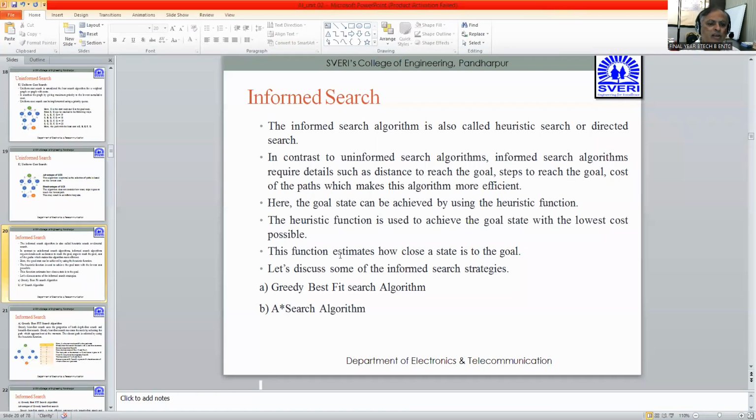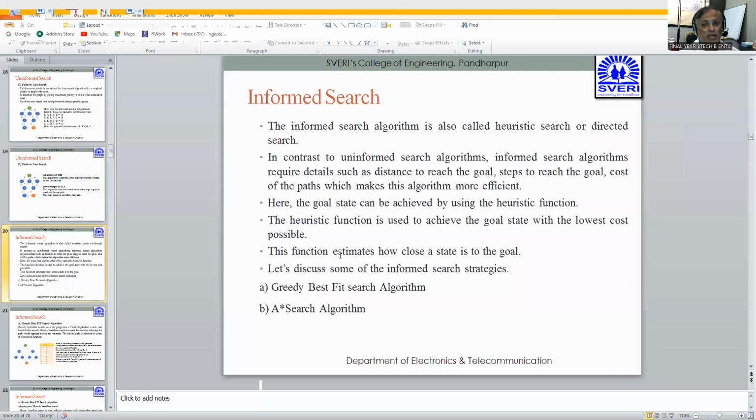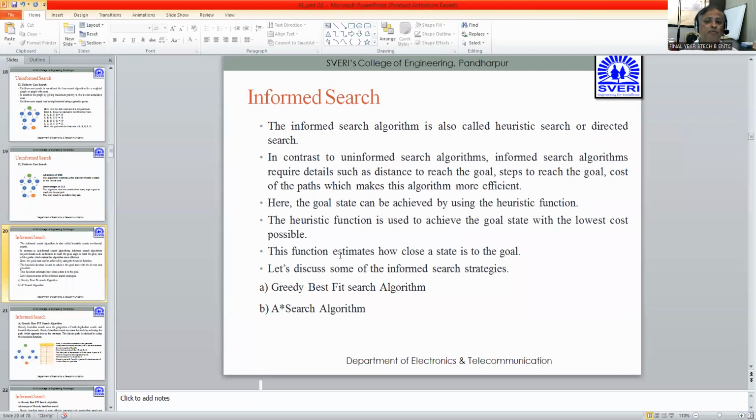In contrast to the uninformed search algorithms, the informed search algorithm requires details such as distance to reach the goal, steps to reach the goal, cost of the path, which makes this algorithm more efficient. So uninformed में ये सब चीजें नहीं थी. Informed में आपको ये सब चीजें देनी पड़ेगी. क्या देना पड़ेगा? पहली बात तो इनिशियल नोड और डेस्टिनेशन नोड का डिस्टेंस, द स्टेप्स टू रीच द गोल, द कॉस्ट ऑफ द पाथ. All these three things will make it an efficient algorithm.